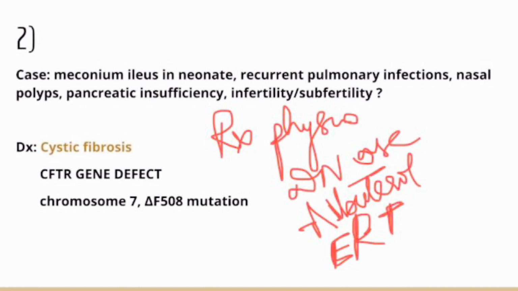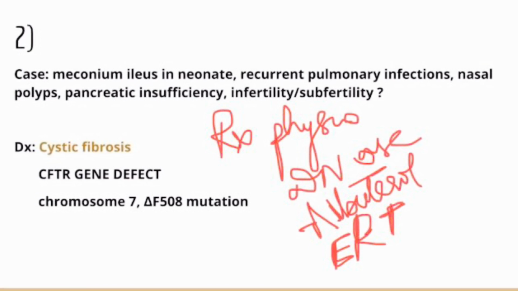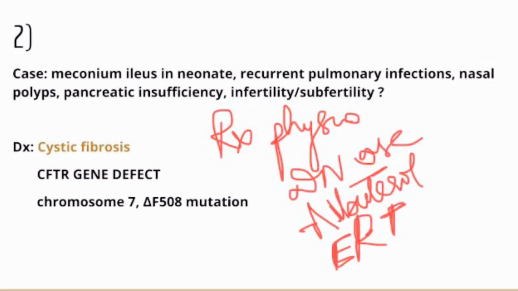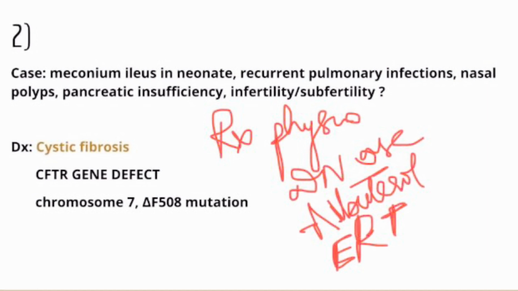And we can also give hypertonic saline. It facilitates the mucus clearance. Azithromycin is used as anti-inflammatory agent and also as antibiotic. We can give the enzyme replacement therapy for pancreatic insufficiency.